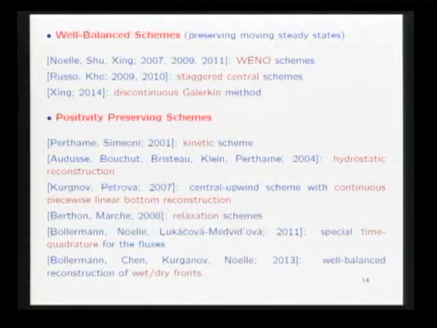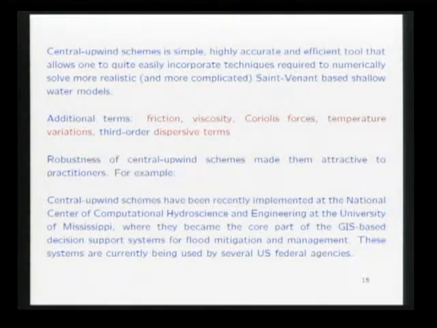Okay, but I will focus on Central-Upwind schemes, and our goal is to design a method which is very robust. That's what we like, because in reality you not only solve the Saint-Venant system, but you have to have additional terms that model friction, viscosity, Coriolis forces, temperature variations, dispersive terms, and so on. And the Central-Upwind scheme, like other central schemes, being a black box solver which is also highly accurate, makes it attractive to many practitioners.